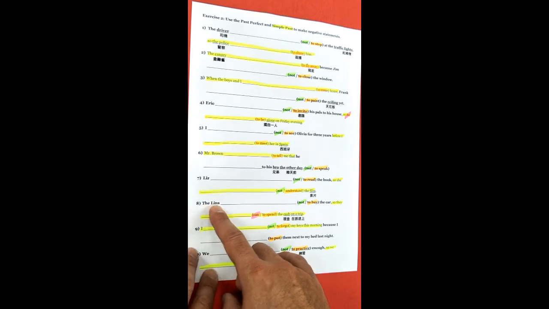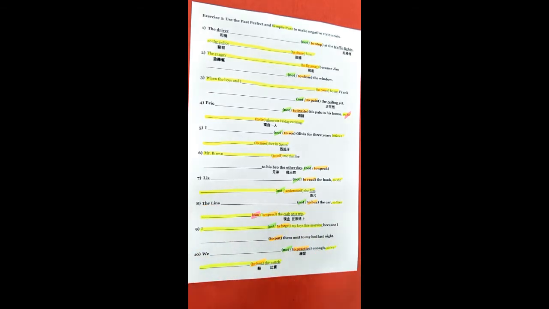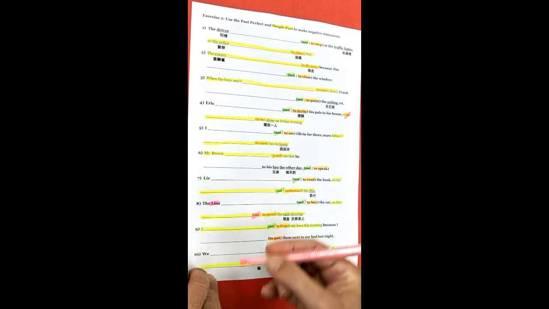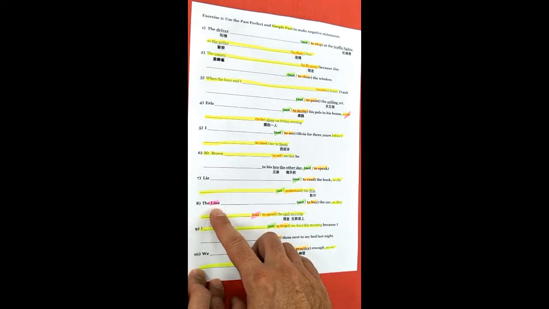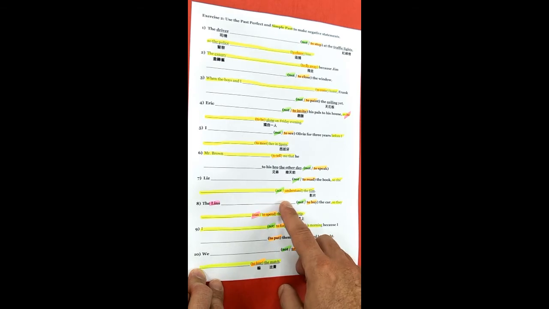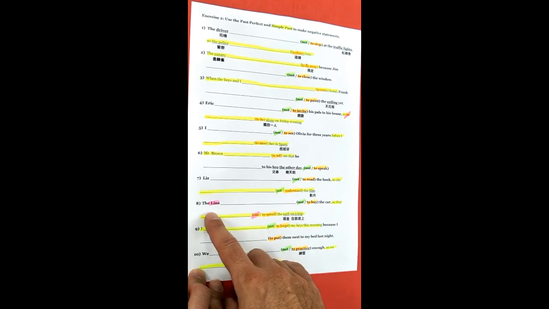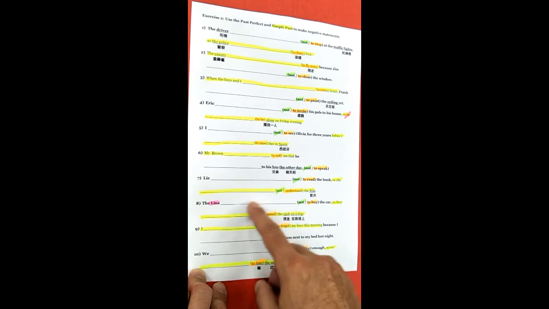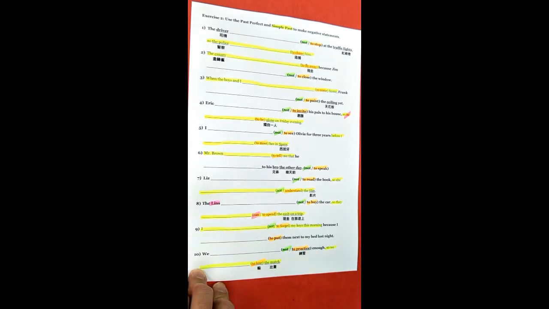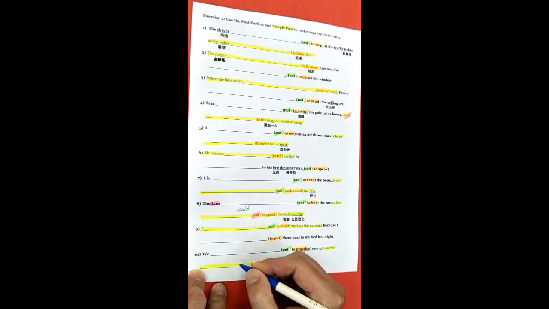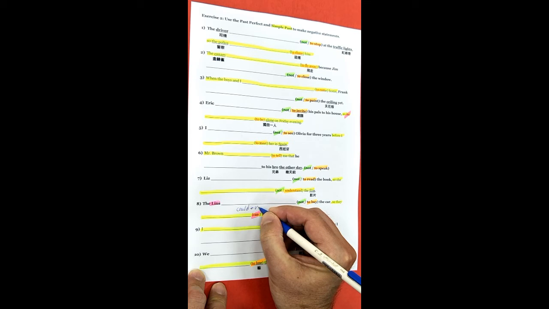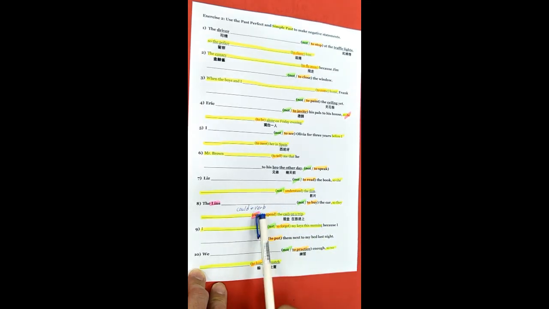Number 8, the Lyns. Remember I talked about this. The name is Lynn. There's an S on it, and that means everybody in the Lynn family. The Lyns, to buy, bought. To spend, spent. But we have a helping verb here. The helping verb is can. The past tense of can is could. Remember, could plus the verb. That verb is not past tense.